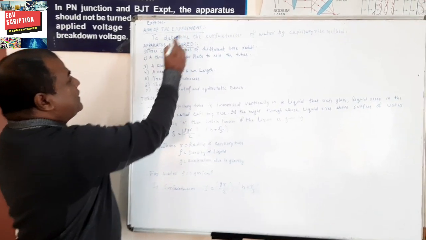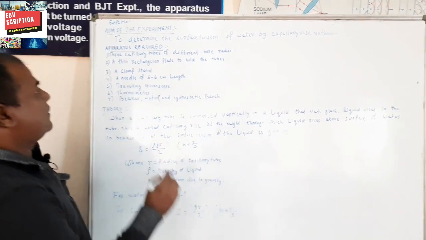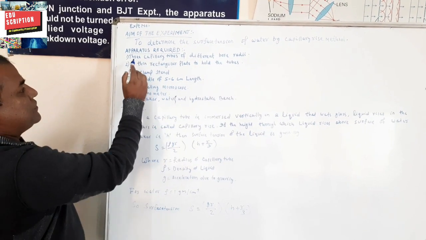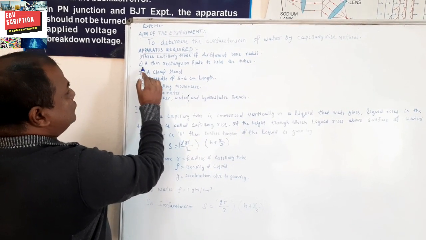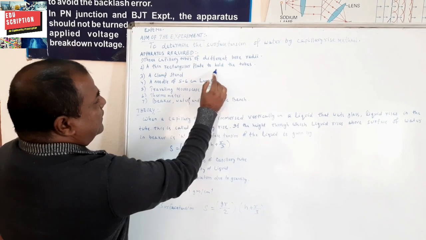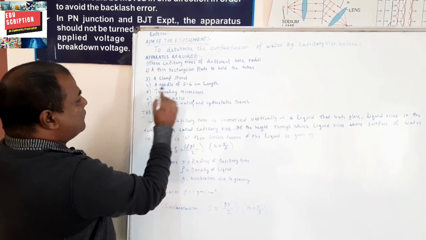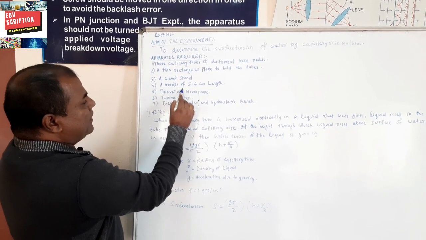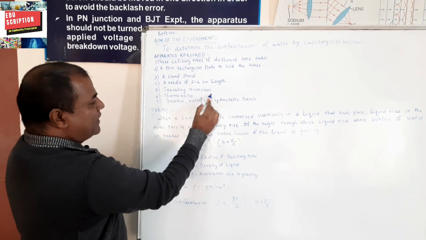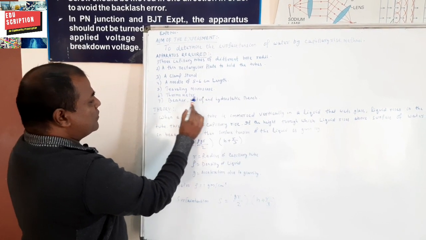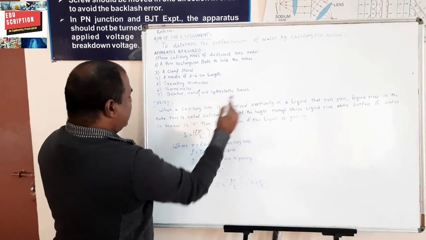The aim of the experiment is to determine the surface tension of water by the capillary rise method. Apparatus required: 1, three capillary tubes of different bore radii; 2, a thin rectangular plate to hold the tubes; 3, a clamp stand; 4, a needle of 5 to 6 centimeter length; 5, a travelling microscope; 6, a thermometer; and 7, a beaker, water and hydrostatic bench.